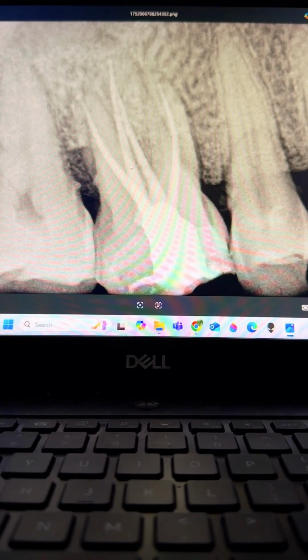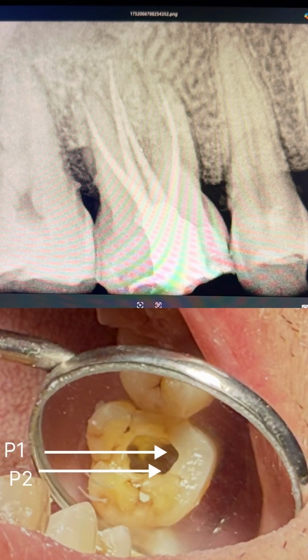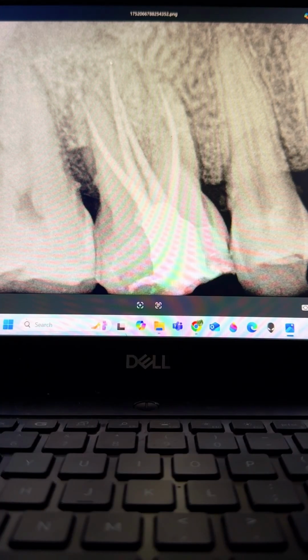The patient, however, had two palatal roots. As you can clearly see, there are two GPs going into this palatal canal. That's not what the video is about. I think we can appreciate this is the radiographic apex of the palatal root, and this is where the GP ends. Similarly, the mesobuccal root is somewhere around here, and this is where the GP ends.